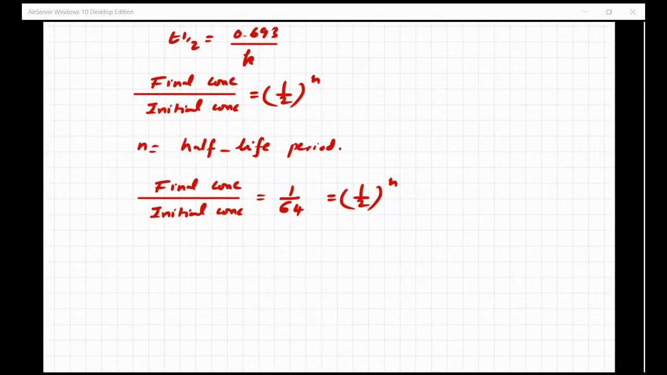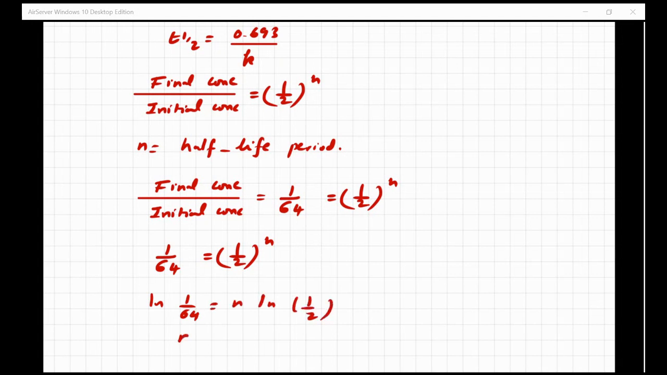Of course, to get n, you have to take logarithms. So ln(1/64) is equal to n ln(1/2). We'll be able to find the value of n. If you work it out and get the answer, it is equal to 6.